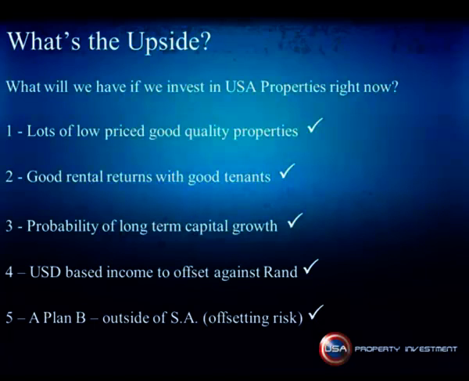And then we want US dollar-based income to offset against the rand. So if we've got income outside of South Africa, we're in a little bit more control and we're offsetting our risk. We've got a plan B, we've got something a little bit more real, and I think it's a very good thing. And that's why I believe we should be buying in the USA right now.